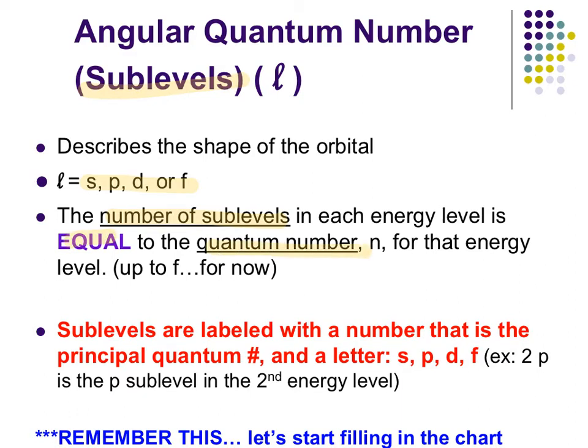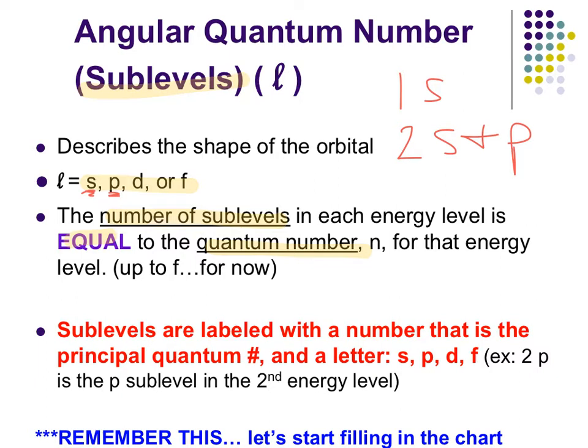So if the quantum number is 1, I can only have 1 shape. What was the lowest energy shape? It was S that would fill first. So the first energy level can only have an S shape. The second energy level could have two shapes. So it can have S and what would be the next lowest energy level? P. Or I shouldn't really be calling them energy levels, but the next highest orbital. So 2 can have S and P.